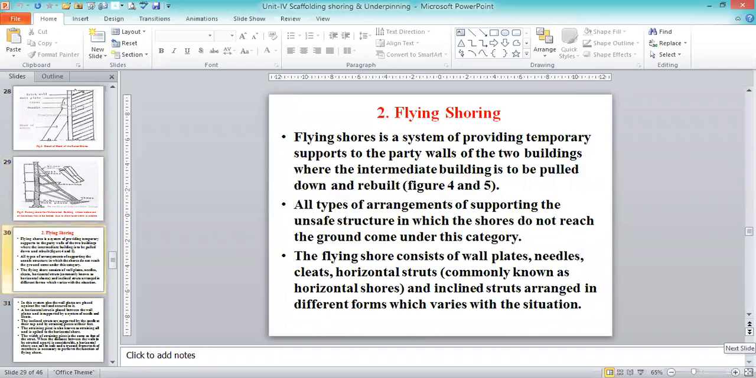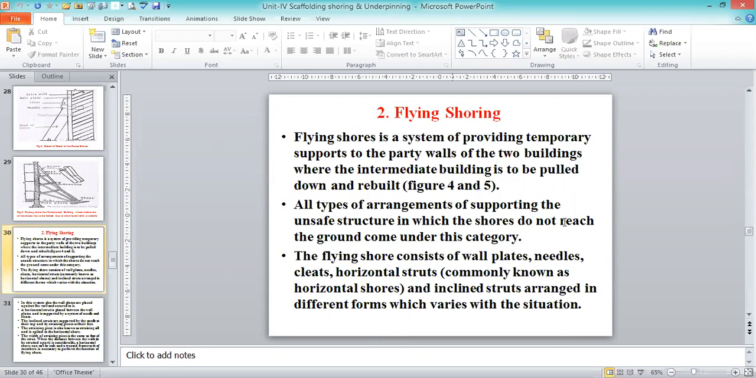Then the second one is called flying shoring. Flying shoring is a system of providing temporary support to the party walls of two buildings where the intermediate building is to be pulled down and rebuilt. Already I told you that in a row of construction, the intermediate building may slightly collapse or settlement may occur. But the other existing buildings on either side are very strong and there is no settlement, so the intermediate building will have a problem. How we rectify it and make sure the work gets done is called flying shore. So the intermediate building is to be pulled down and rebuilt.